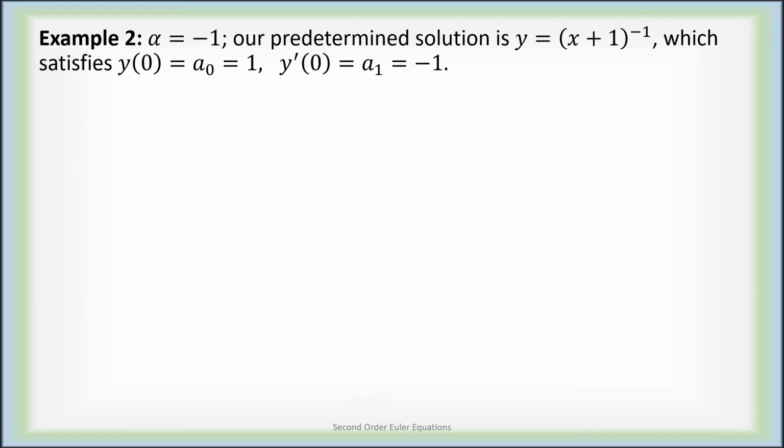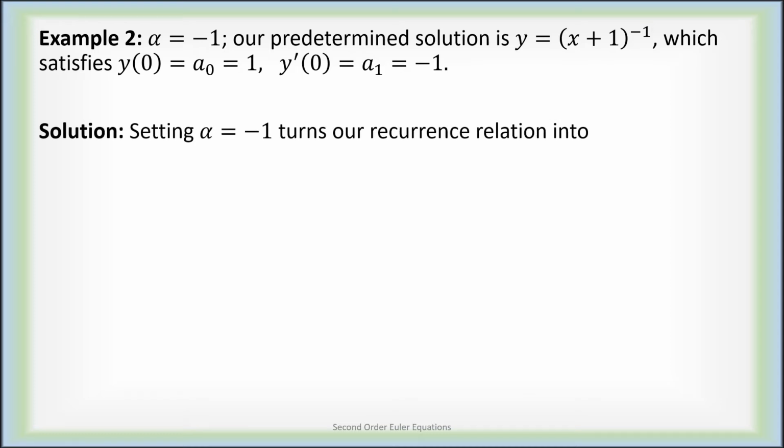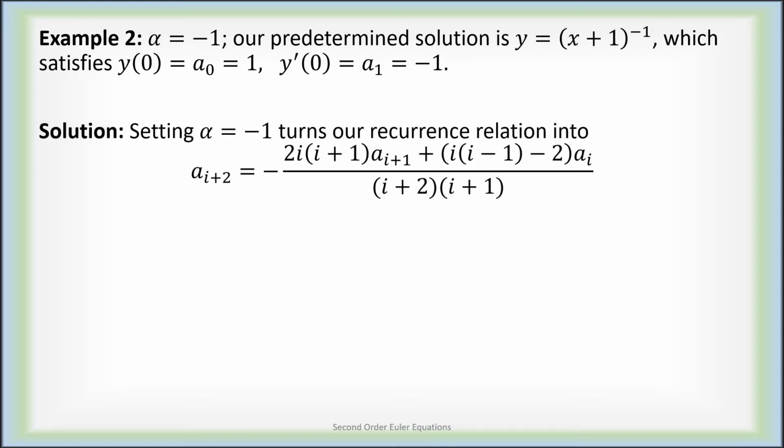Now, as a second example, let's let alpha be minus 1. So y equals x plus 1 to the alpha is our known solution. Therefore, I can easily compute that y of 0 is 1. And by taking a derivative and plugging in x equals 0, we can compute that y prime of 0 is minus 1. So setting alpha equals minus 1 turns our recurrence relation into this formula right here. Here is your alpha times 1 minus alpha, minus 2. So there's the recurrence relation we get.